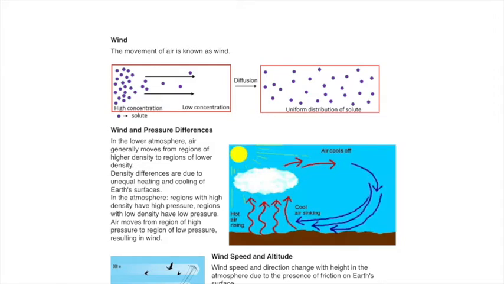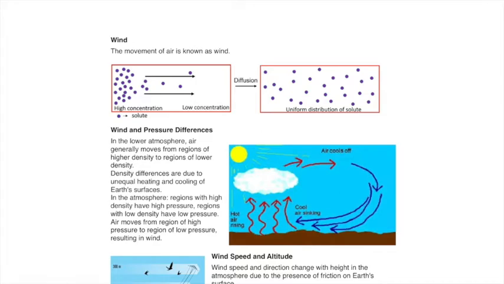So what happens is a lot of times you're going to get currents of air or movements of air or wind blowing in the atmosphere based upon when something is in high concentration and when is it in low. When is it high pressure gas and when is it low pressure gas? So let me give you a simple scenario here.